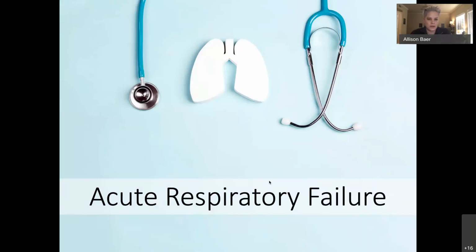All right, moving on to respiratory failure. This is a little out of order if you're following the test plan, but it had ARDS in front of respiratory failure and more of a progression. So we'll start with respiratory failure.